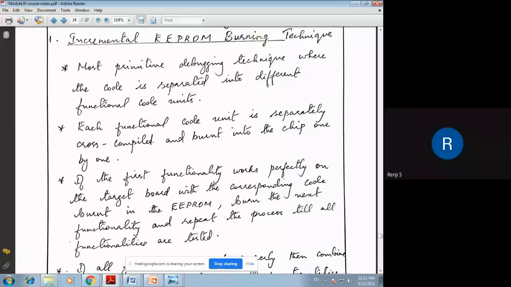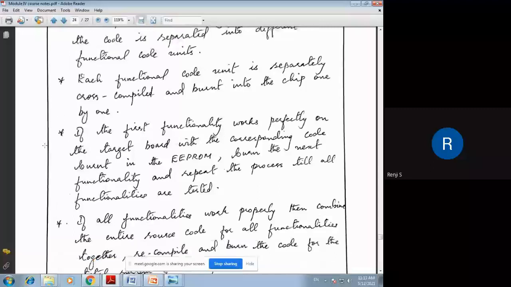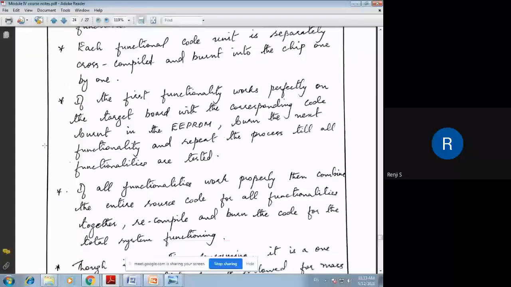If this functional code unit is working properly, then the next functional unit, that is, the next block of code, will be burned into the same EEPROM, plugged into the target board again, and the second block of code will be tested. Likewise, however many blocks you have divided, all these blocks will be tested one at a time. And if all the functional code blocks are working properly, then the entire code is burned into this EEPROM, and the final embedded firmware is plugged into the target board for execution. This method is called the incremental EEPROM burning technique.